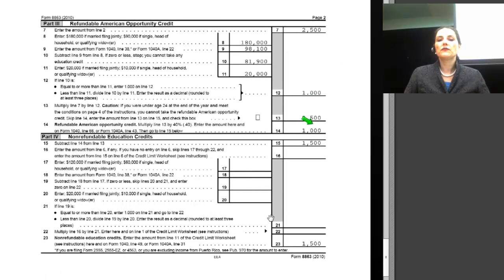In Part 3 and 4 of the form, we figure the amount of refundable and non-refundable credit that the Herons can claim. Lines 8 through 11 are used to determine whether or not a phase-out will affect their credit, and there is no phase-out of their credit, so they're allowed 100% of their full credit. And their full credit is $2,500. We then multiply $2,500 by 40%. The total is $1,000, and that is the refundable portion of their credit. We then subtract line 14 from line 13, and we get $1,500. $1,500 is the non-refundable portion of their credit, and that will carry to Form 1040 and get entered on line 49.